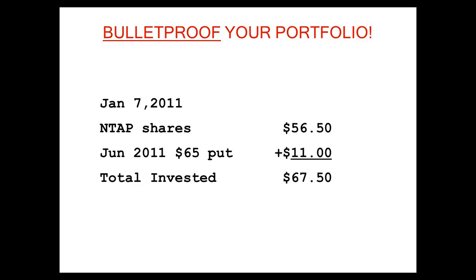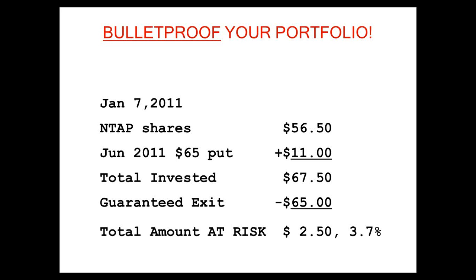All right. So here's the deal. My total invested amount is $67.50, but because it's a $65 put, Mike, I can get out at any time for $65, right? If she crashes, I'm going to be able to get out at $65. So the amount that I have at risk is really just the difference between the $67.50 and the $65 put option. In this case, the at-risk amount was less than the 4% that I showed in the trade simulator tool. It's 3.7%.